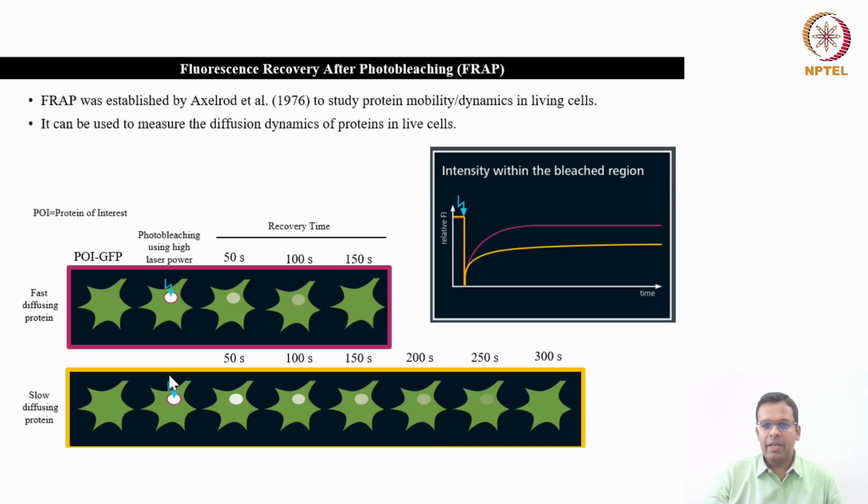So we'll do the FRAP analysis for both the proteins in the same way, and you will measure the recovery. You can see that the slow diffusing protein takes a longer time to recover, like it takes 300 seconds to recover completely, whereas the fast diffusing protein recovers in 150 seconds. Okay, so this is how you can compare the diffusive properties of proteins in live cells.